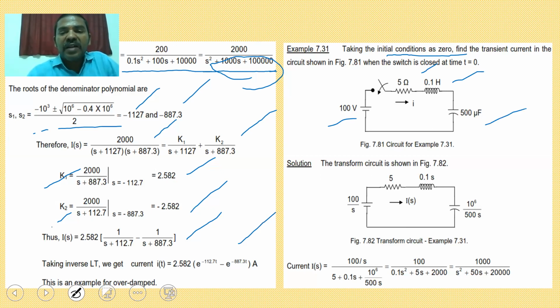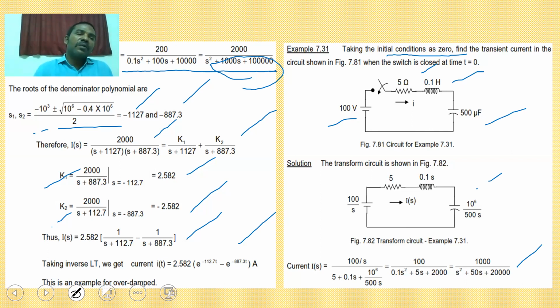So putting in Laplace transform, step response means 100/s. Resistance never changes, 5 ohms only. Inductance is 0.1 s. Capacitance is 10^6/(500 s). So now the impedance value is 5 + 0.1 s + 10^6/(500 s), and your voltage value is 100/s. The transformed current I(s) is equal to V(s)/Z(s). Finally, by substituting that we are getting 1000 divided by s² + 500 s + 20,000.